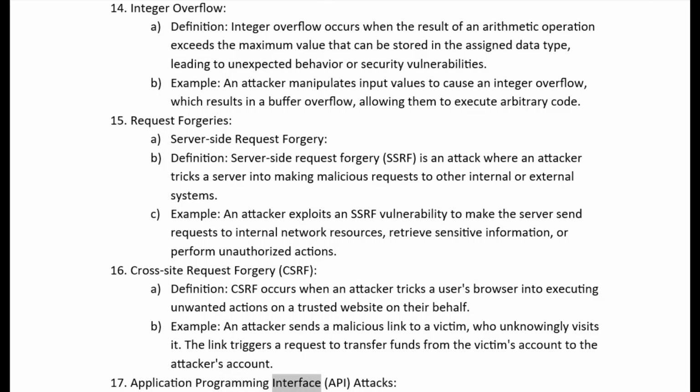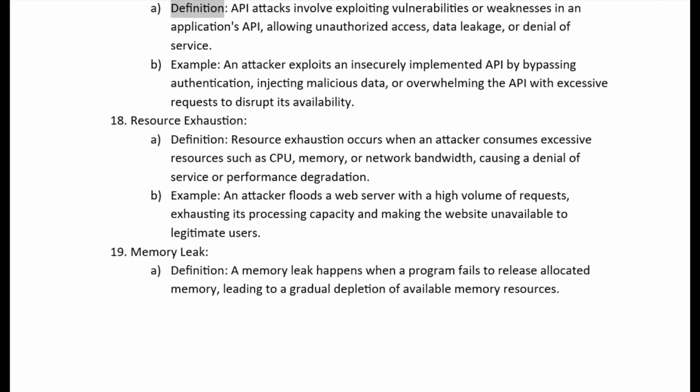Application Programming Interface, API, attacks. Definition: API attacks involve exploiting vulnerabilities or weaknesses in an application's API, allowing unauthorized access, data leakage, or denial of service. Example: an attacker exploits an insecurely implemented API by bypassing authentication, injecting malicious data, or overwhelming the API with excessive requests to disrupt its availability.